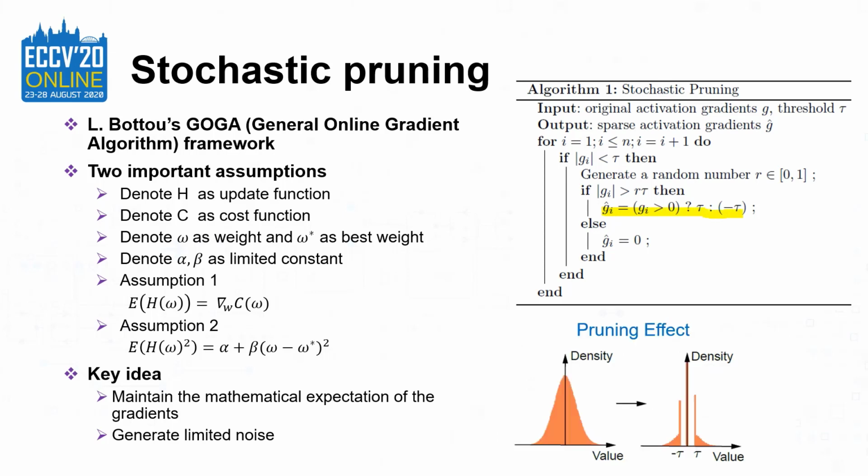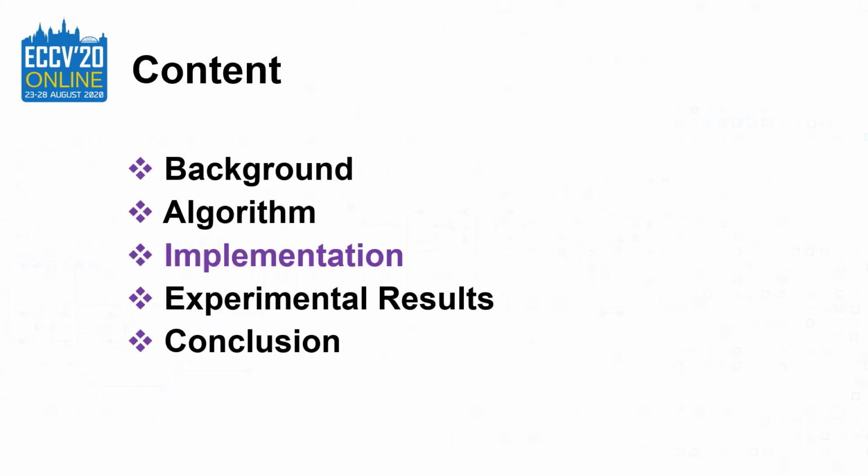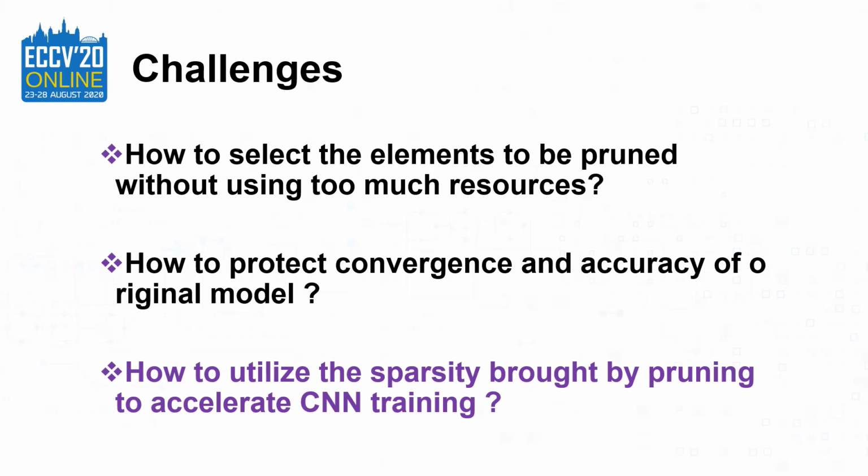We provide a mathematical analysis why applying this gradient sparsification method to a convolutional neural network during training does not affect its convergence. Next, I will show you our implementation to utilize the sparsity of activation gradients to accelerate CNN training.